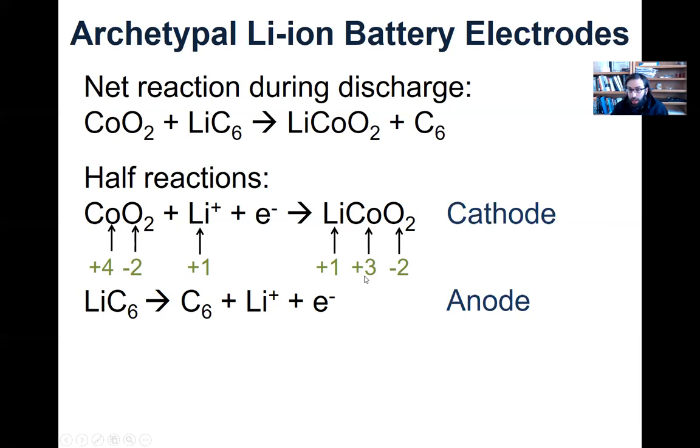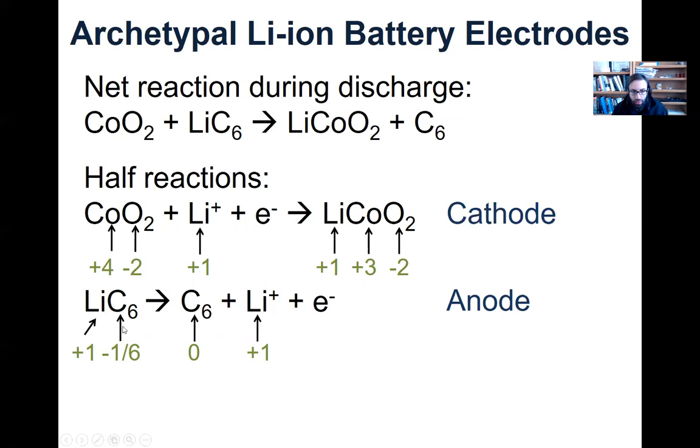So that means formally, the electron transfer that's occurring is happening on the cobalt center, right? And that cobalt atom is being reduced at the cathode from plus 4 state to plus 3 state. Okay, we can do the same thing on the anode, track the oxidation state. This one's a little bit trickier. Lithium, again, is an alkali metal, so in ionic form, it's going to be plus 1.